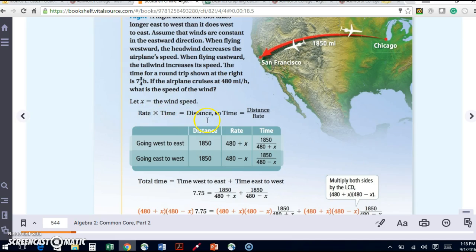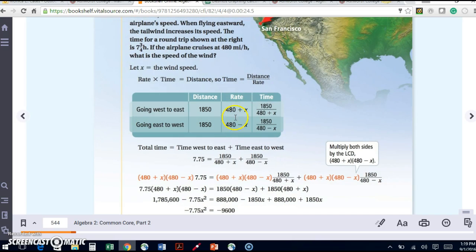And distance equals rate times time. Or we can say time is equal to distance over rate. And that's what we have. So let's set it up where time is equal to distance over rate. My rate would be 480 plus x for going west to east, and east to west it'll be subtracting because it's a hindrance. So distance one way was 1850 and the distance the other way would be 1850.